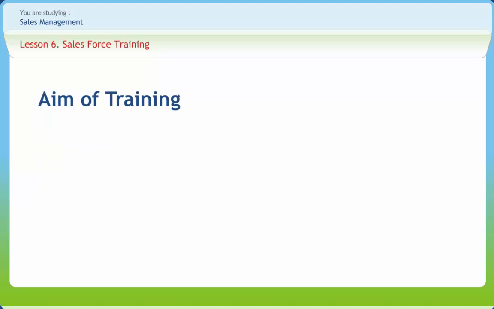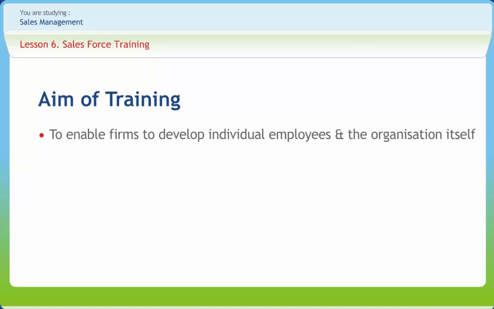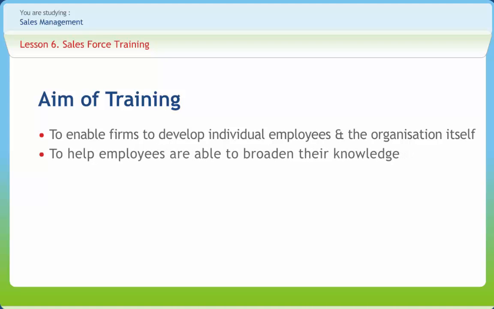Training can be teaching employees new skills that are relevant to their current job position or refreshing the skills that they already possess. To have a good training and development program enables firms to develop individual employees and the organization itself, as training is one of the best forms of motivation. Employees are able to broaden their knowledge and become more valued within the firm.